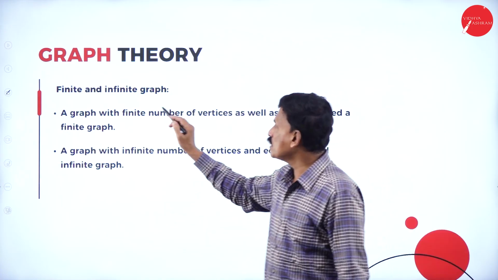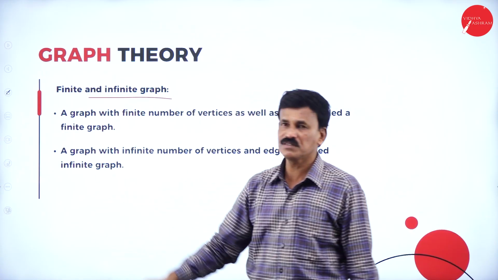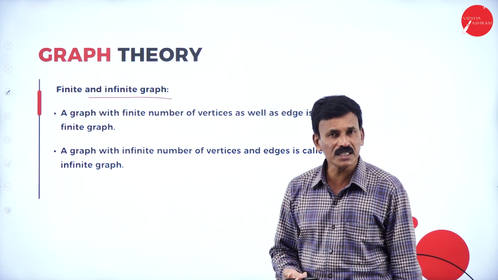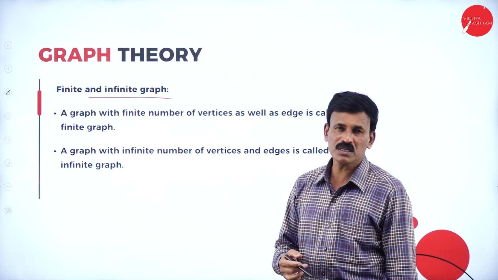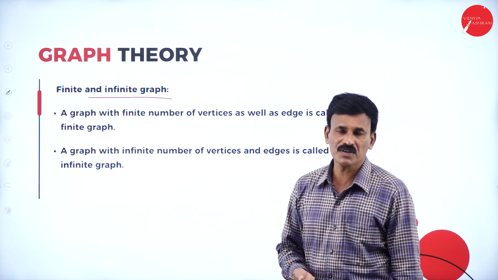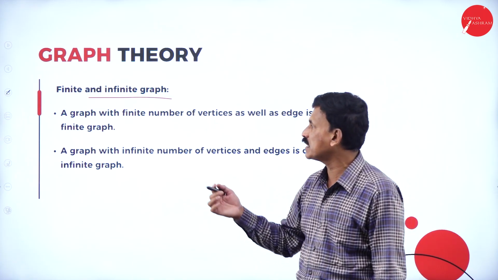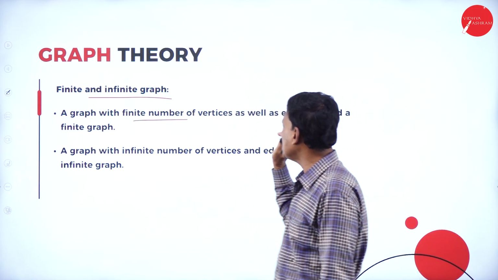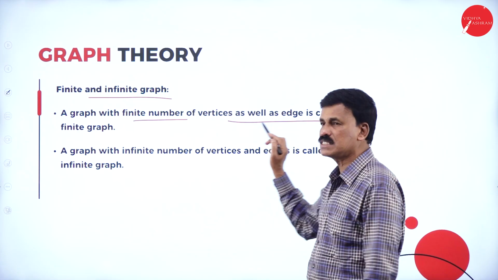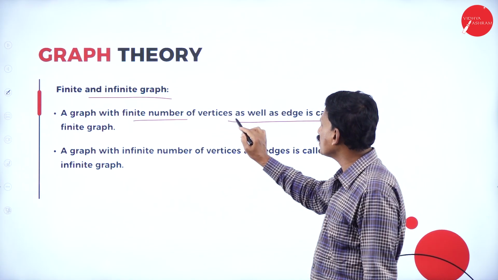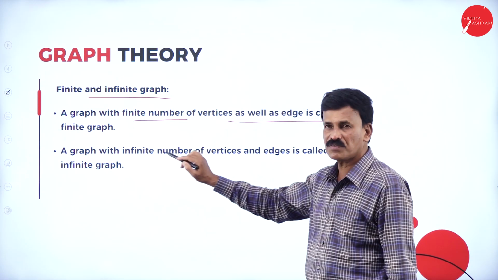That's it. Let us come to the next concept, finite graph and infinite graph. So, finite means number of vertices and edges are finite. So, if it contains countable number of vertices and edges, then it is called a finite graph. If it contains infinite number of vertex and edges, then it is called an infinite graph. So, a graph which contains finite number of vertices as well as edges is called a finite graph.